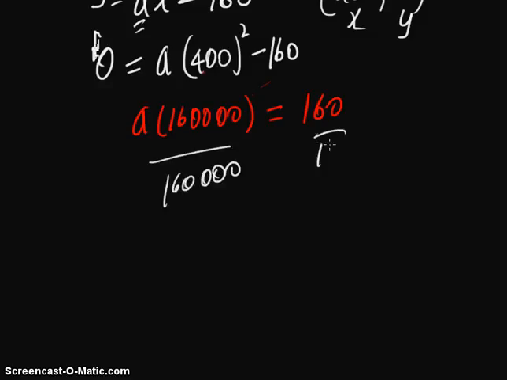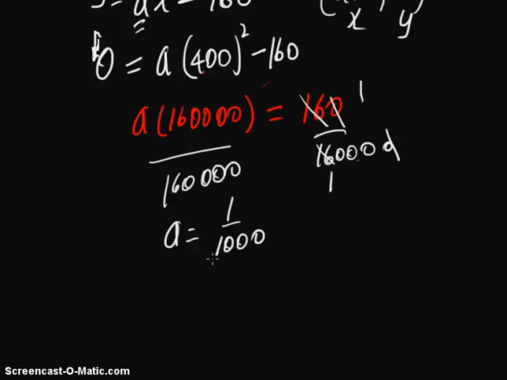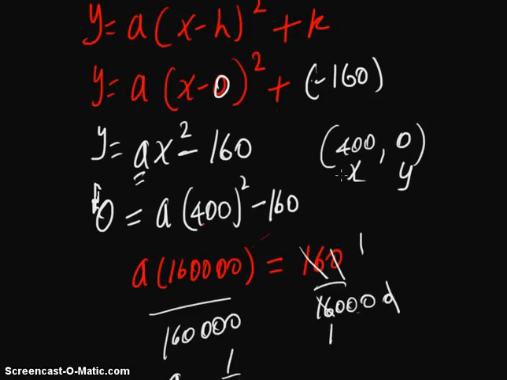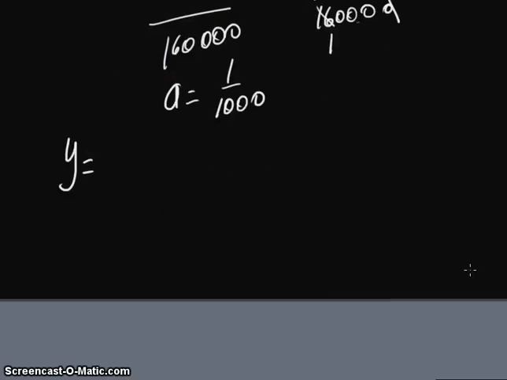Now if I divide both sides by 160,000, I'm going to get, this 0 cancels out with this 0, 16 by 16 is 1, and then I got 3 zeros. So our a is going to be 1 in 1,000. Perfect. Now I'm going to plug it back into our original equation, which was y equals ax squared minus 160, and then this becomes 1 in 1,000 x squared minus 160.